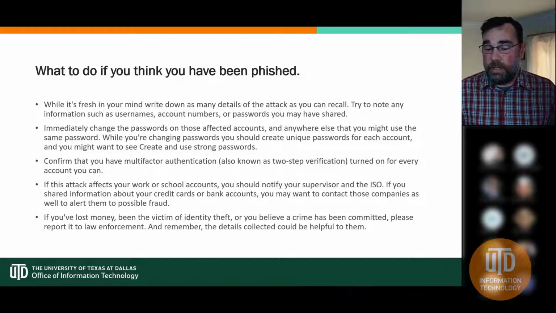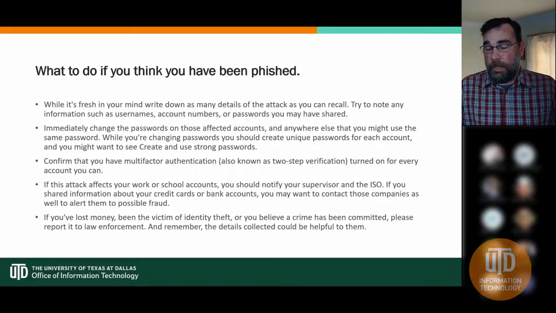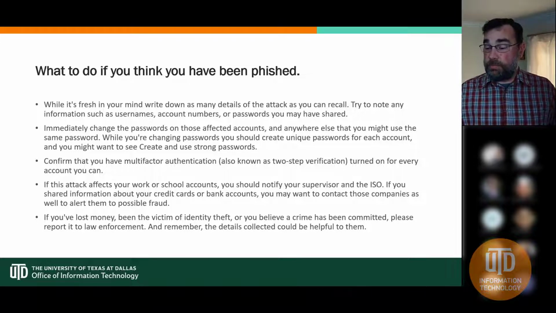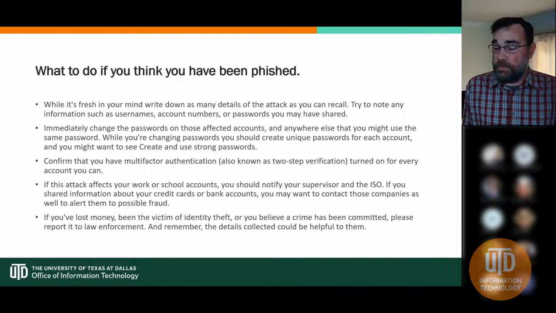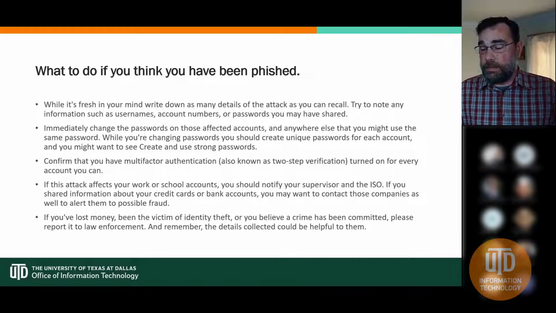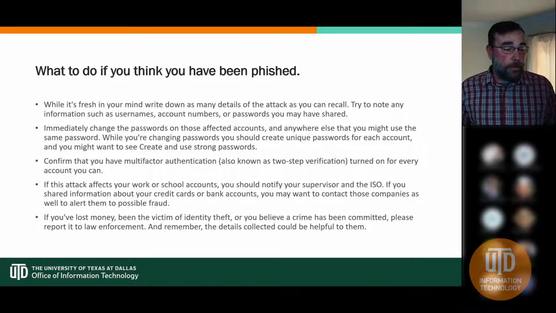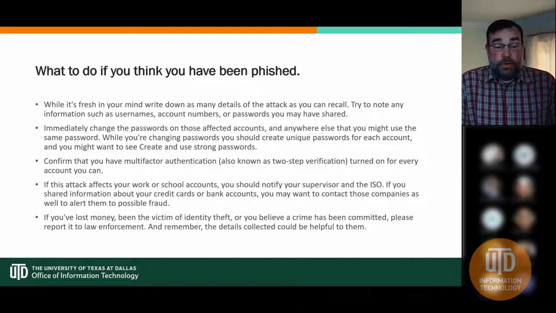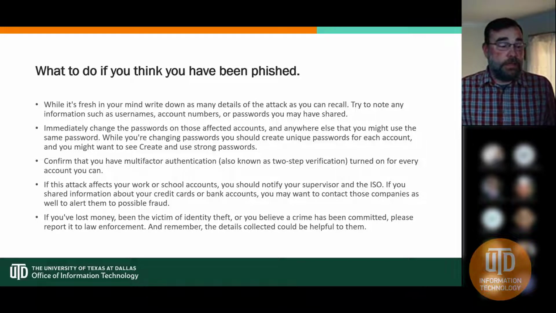It's important to note that this attack usually happens after an account has been compromised, which means that the bad actors already have your password information. So if you get these alerts, it's important not only to not hit the accept button, but to go ahead and make sure that you change your account password and contact the Information Security Office as soon as you can. If the attack affects your schoolwork or accounts, you should notify your supervisor as soon as you can, as well as the Information Security Office.